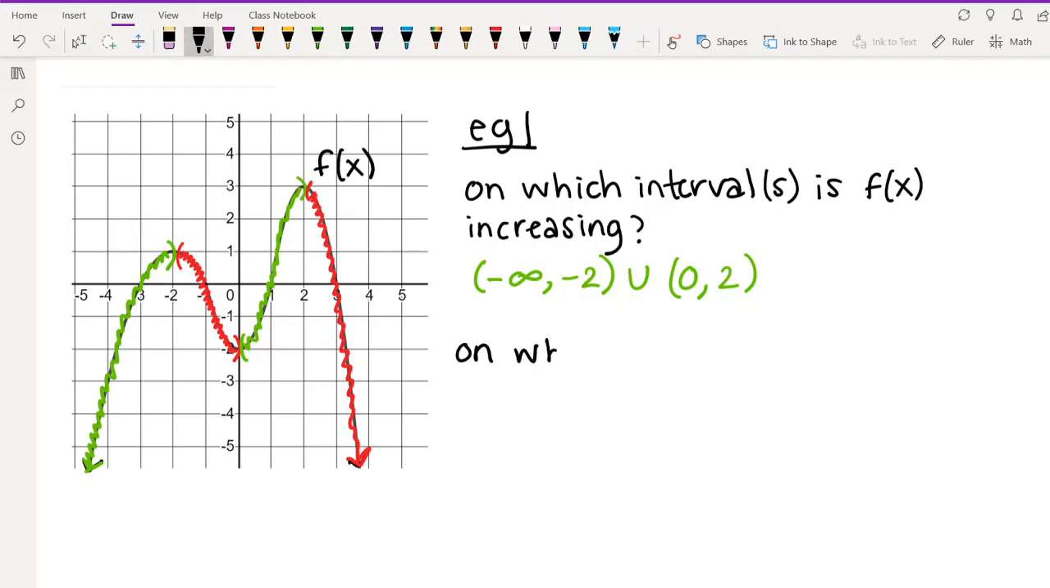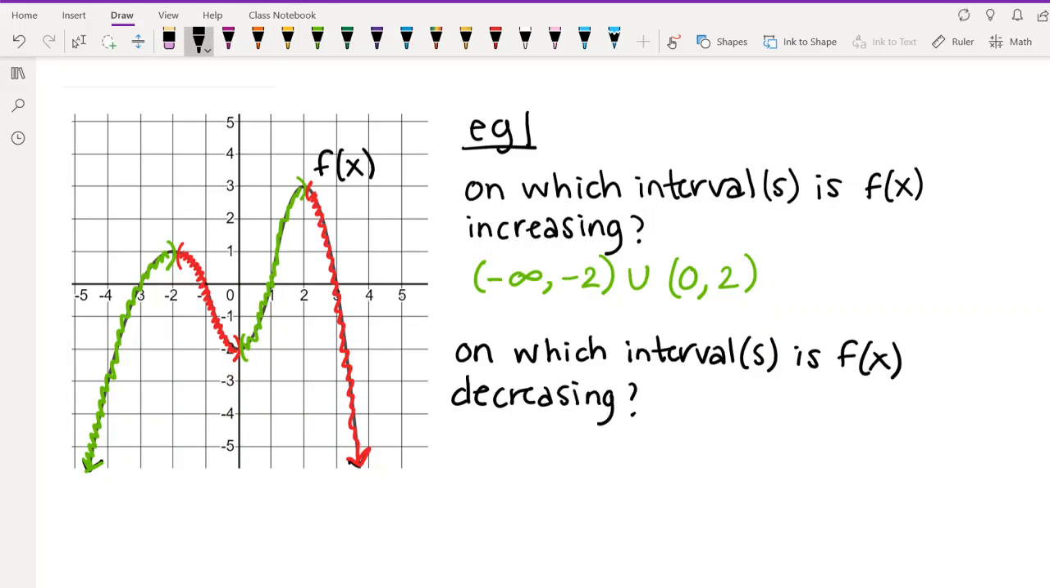Okay, so now we can answer on which intervals this function is decreasing. So now we're looking at the intervals in red, the places where it's going down. And so recording the x values, we have -2 up until 0. So x value of -2, x value of 0. And then the next place where it's decreasing starts at x is equal to 2 and keeps going forever. So decreasing from 2 onward.